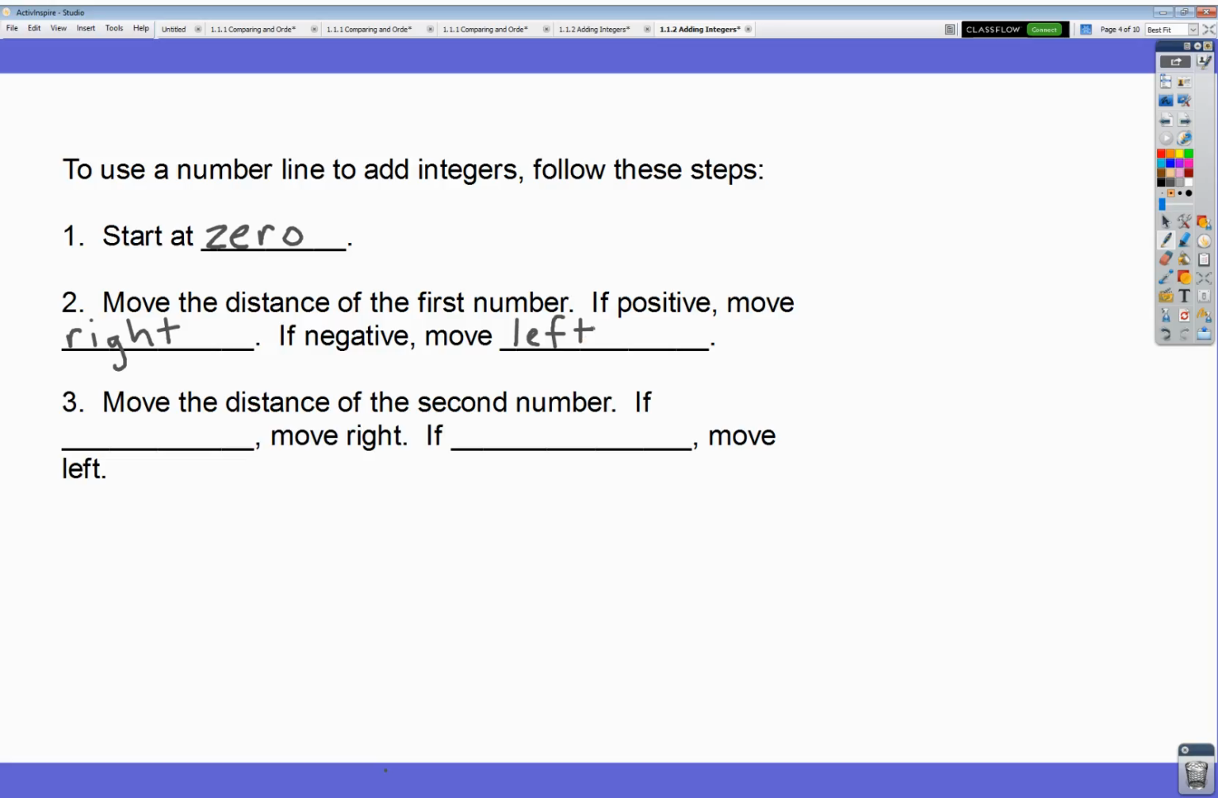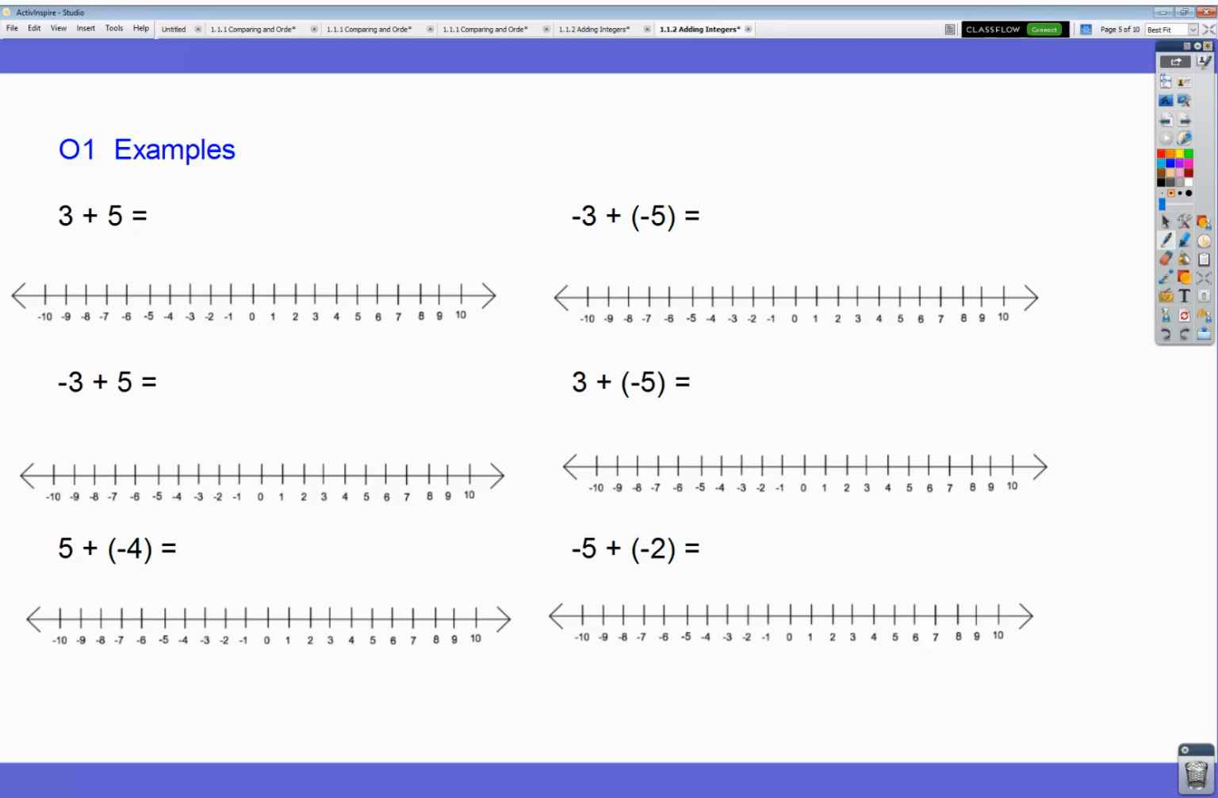Now, normally when we add, we move to the right, but if the second number is not positive, we're not going to move to the right. So the third step tells us to move the distance of the second number. If the second number is positive, we're going to move right because we're adding a positive number. However, if it is negative, we're going to move to the left. So when we're adding integers, we move to the right for positive numbers and to the left for negative numbers. Let's look at some examples.